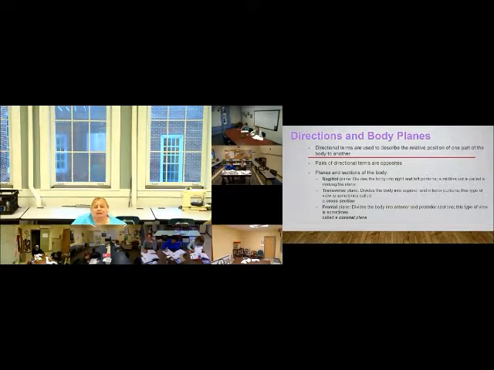The next plane is the transverse plane, and the transverse divides us into superior and inferior, meaning top and bottom. This is sometimes called a cross-section. And then the frontal plane divides the body into front and back, or anterior and posterior. And this is sometimes called coronal. And we're going to look at these in a little bit more detail. There we go. Okay.